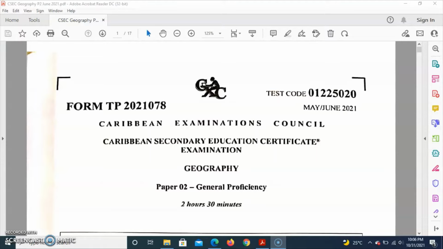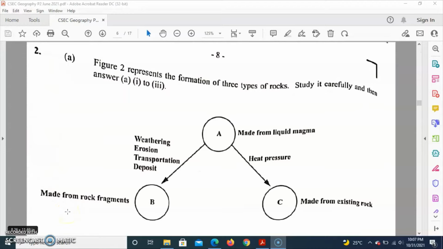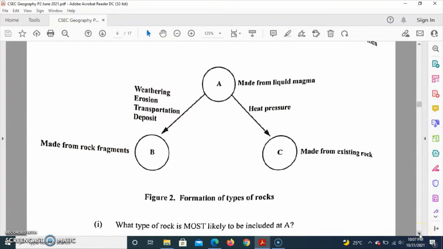For this video, we will discuss the answers to question number 2 on the 2021 May-June CSEC Geography Paper 2 examination. Question number 2 deals with the physical aspect of geography, where you are given a diagram of the rock cycle and you're to answer the questions that follow. I'm going to scroll down to the first one.